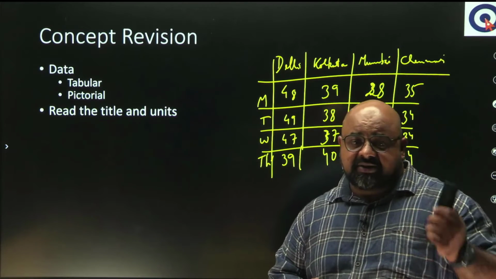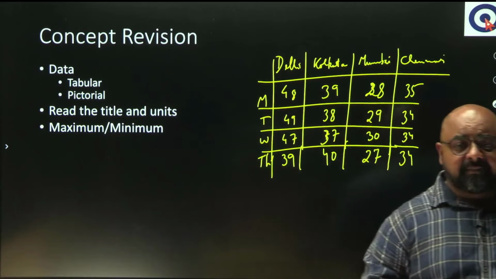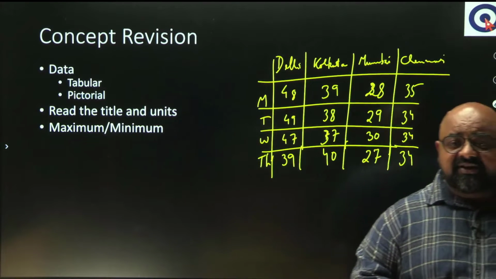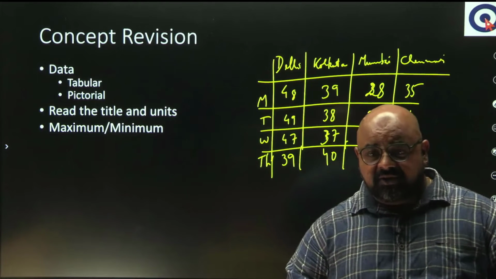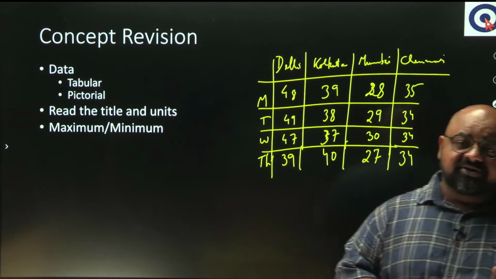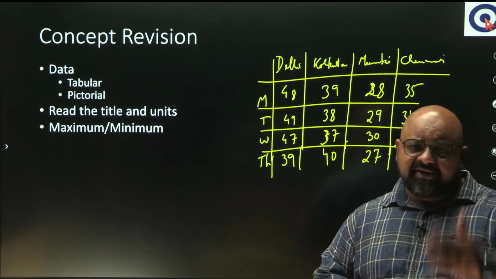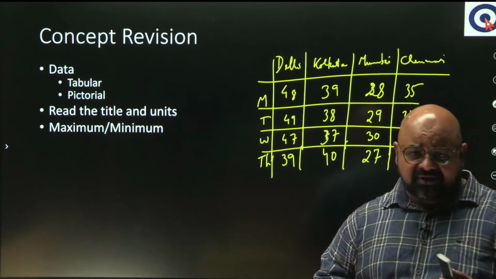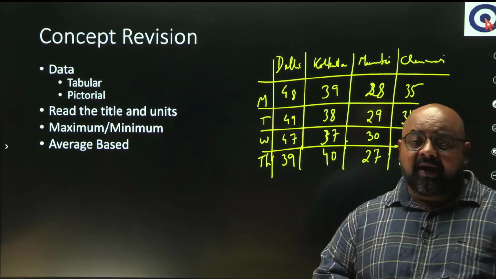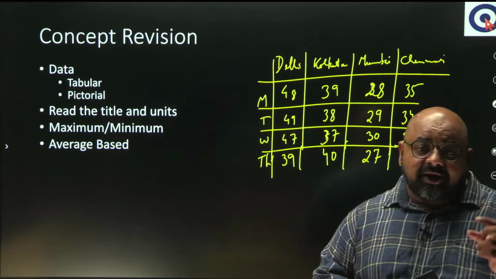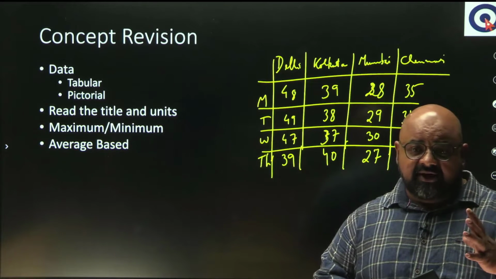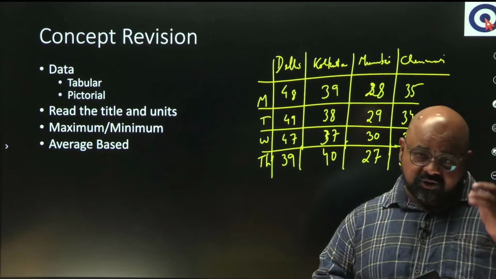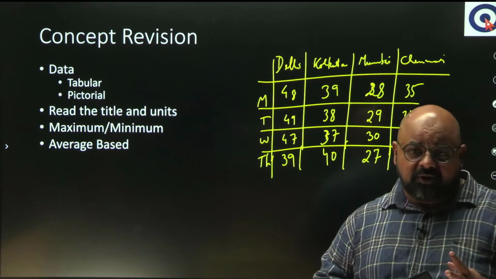Common questions could be based on maximum, minimum. For example, on which day was the temperature of Delhi maximum? On which day, or Monday, saw the minimum temperature, in which city amongst the 4? Right? So row wise, column wise, you're just looking at the highest or the lowest values. Average based questions: what is the average temperature of Calcutta on the 4 given days? As long as I know how to calculate average, I'll be able to do this question.